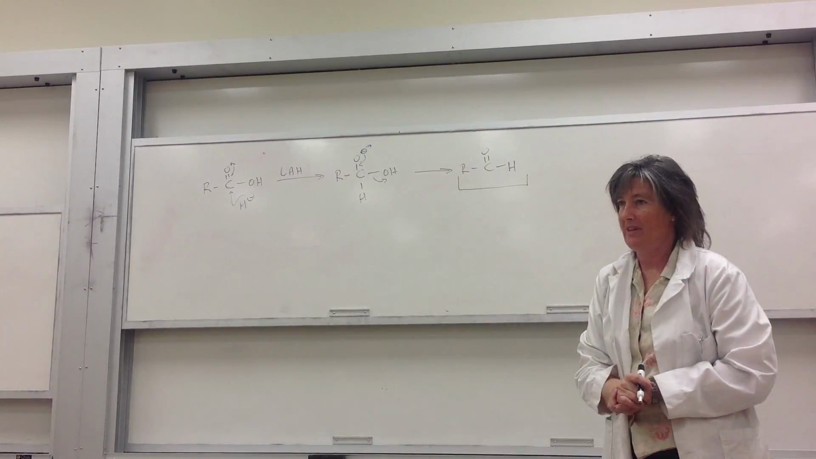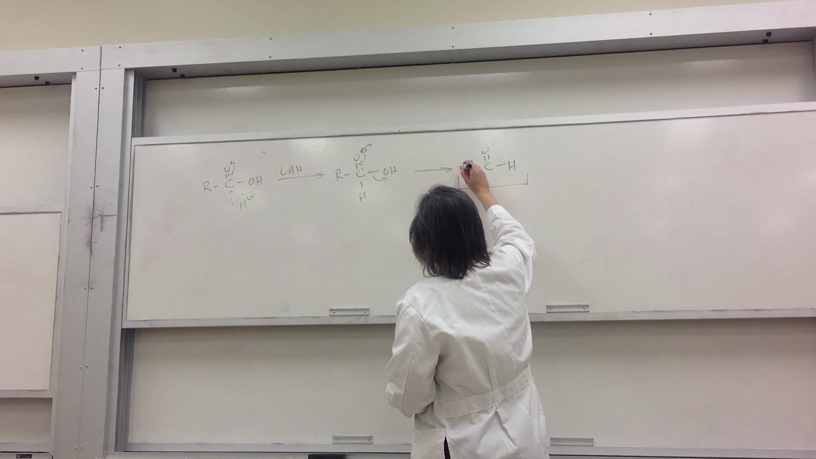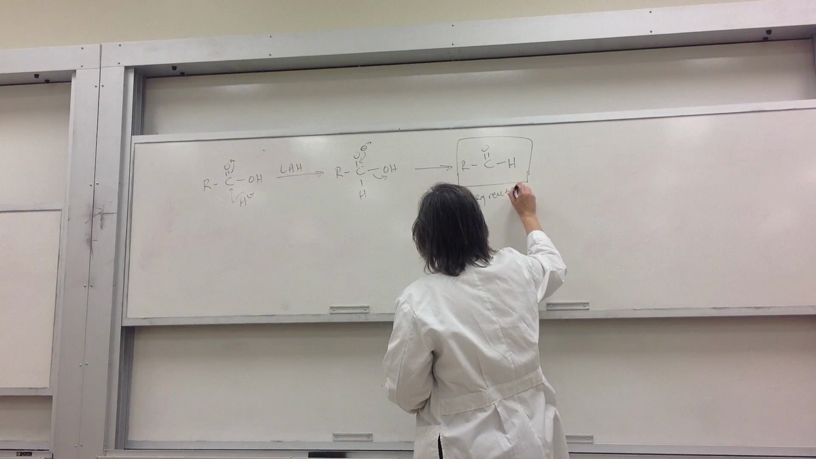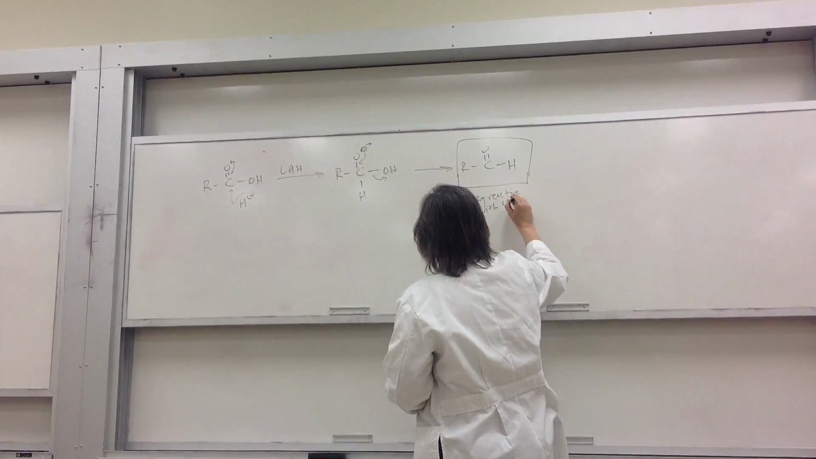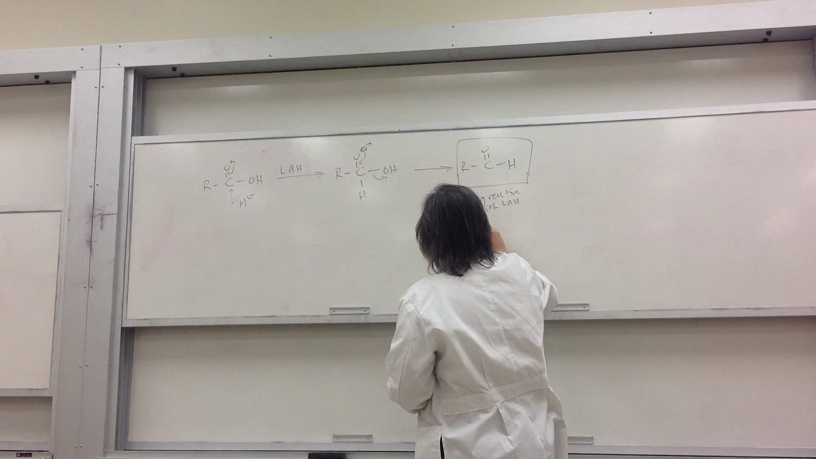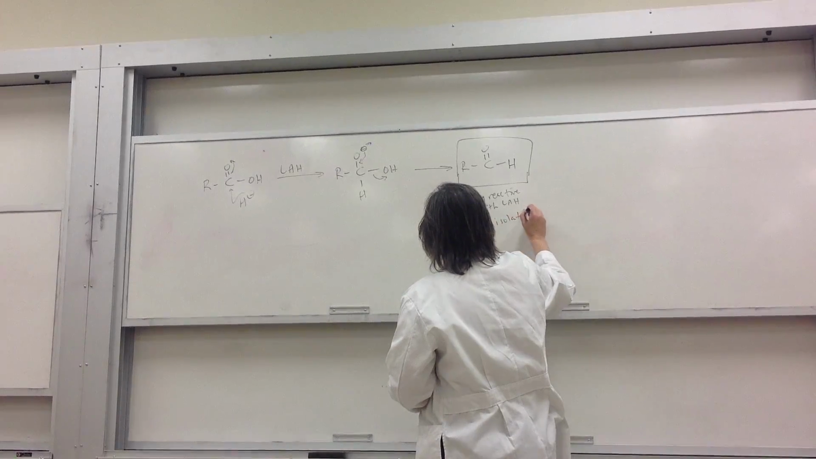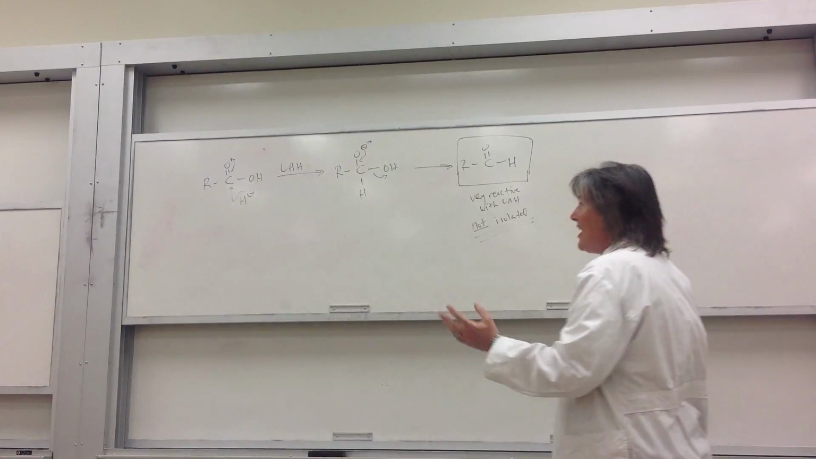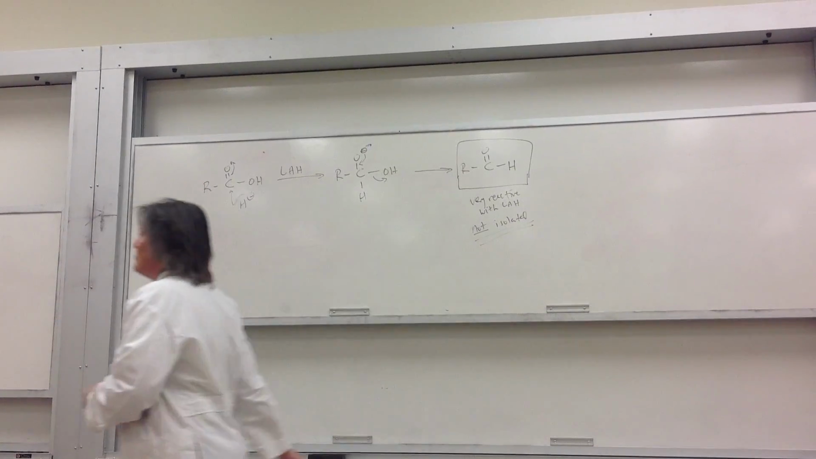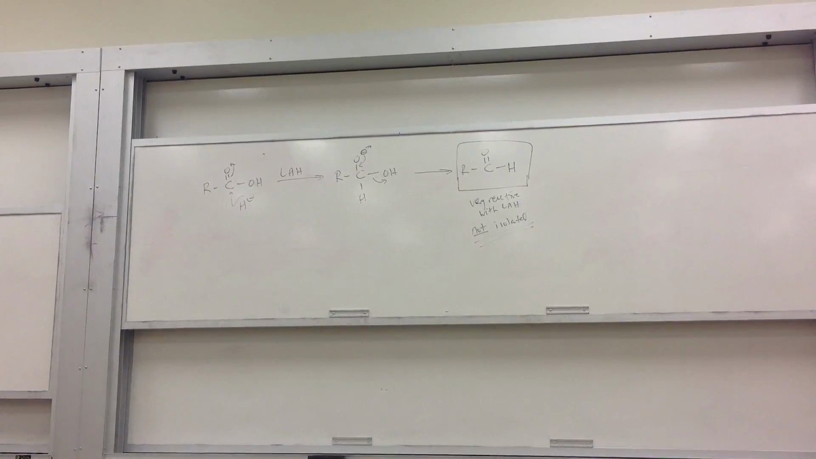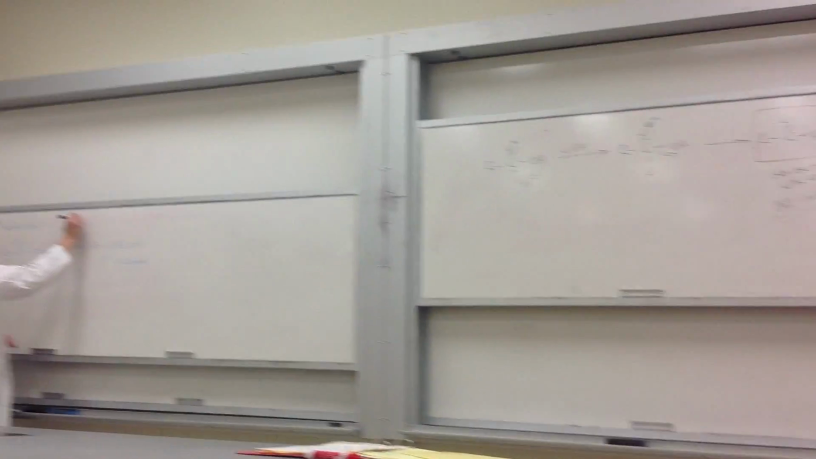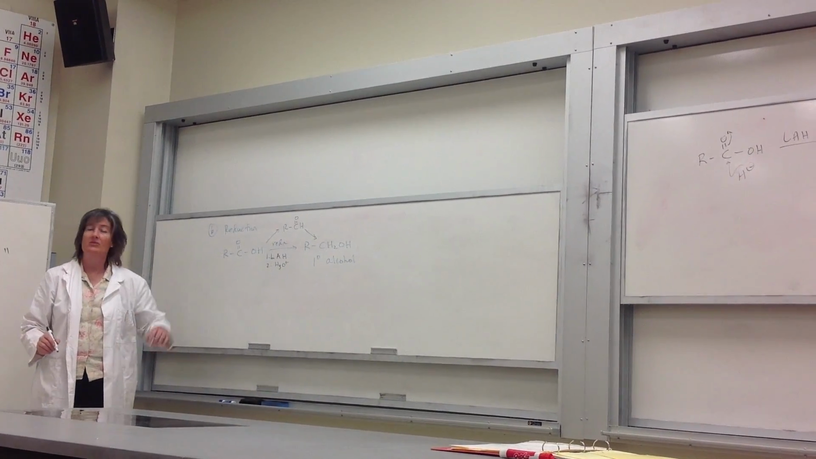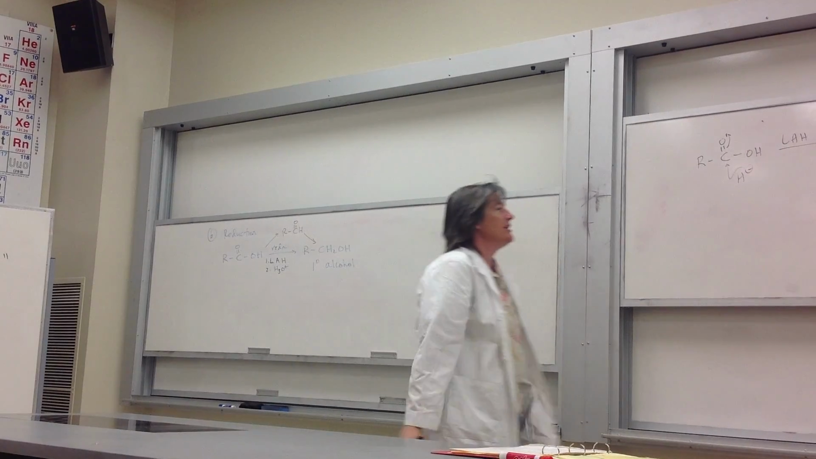What's going to help us out with this is that you don't actually isolate this. This is very reactive with LAH, and so it's not isolated. So you do pass through an aldehyde. We can change this a little bit and say you go through an aldehyde and then down to the primary alcohol. This is not isolated.